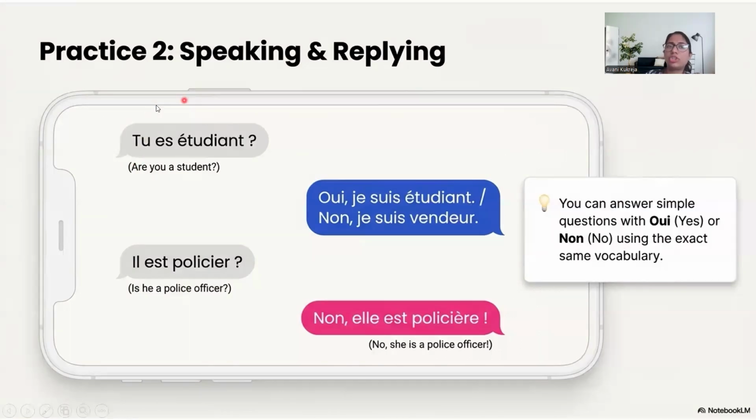Okay. So repeat with me. Tu es étudiant. If the answer is affirmative, we say oui, je suis étudiant. Or negation, non, je suis vendeur. Il est policière. Il est policier. Non, elle est policière. Clear? This is how we make sentences.